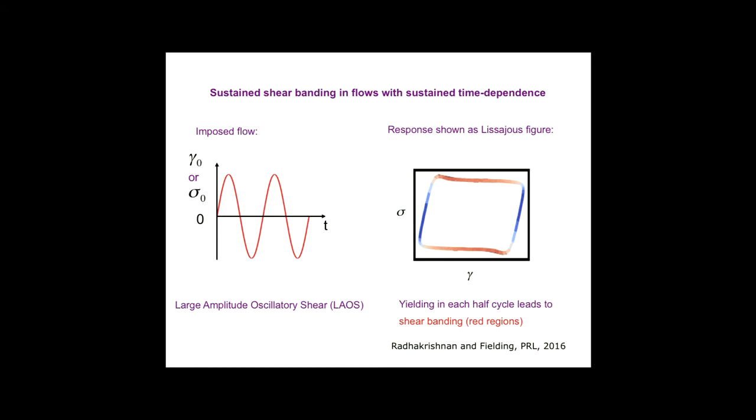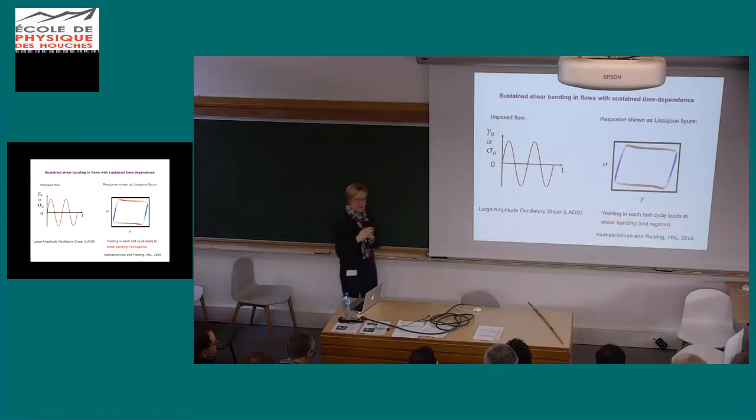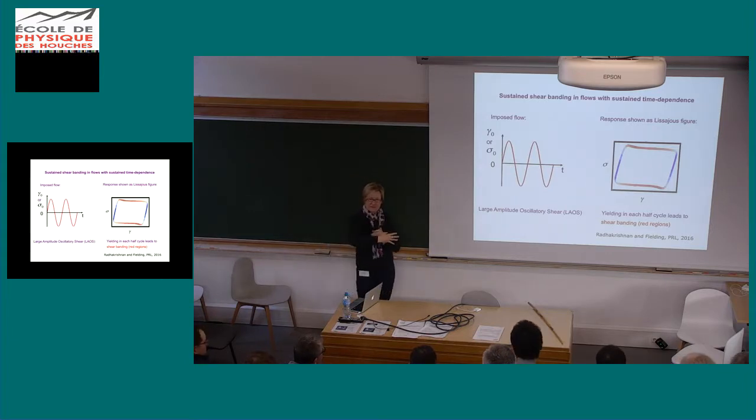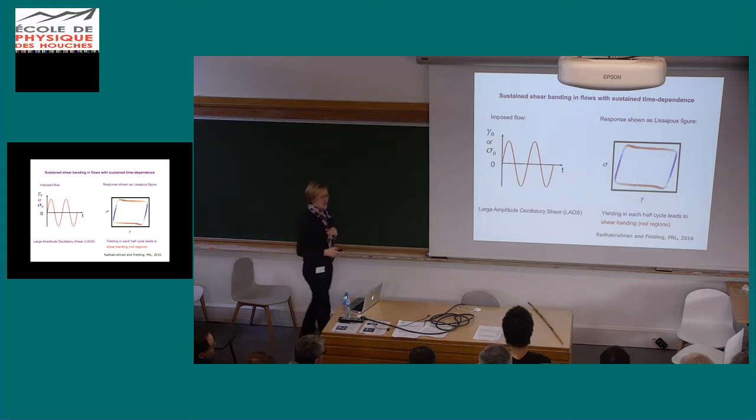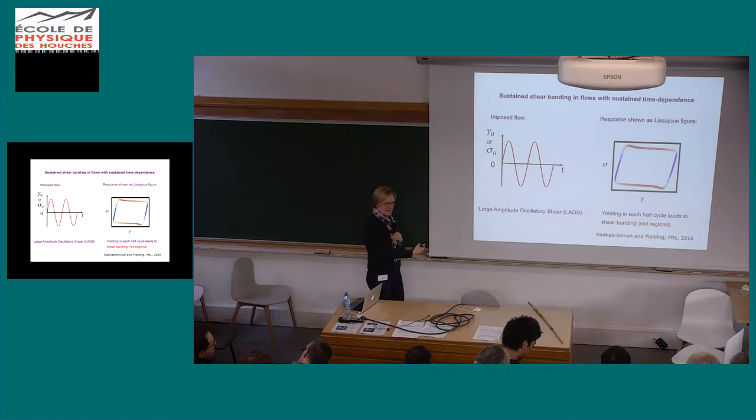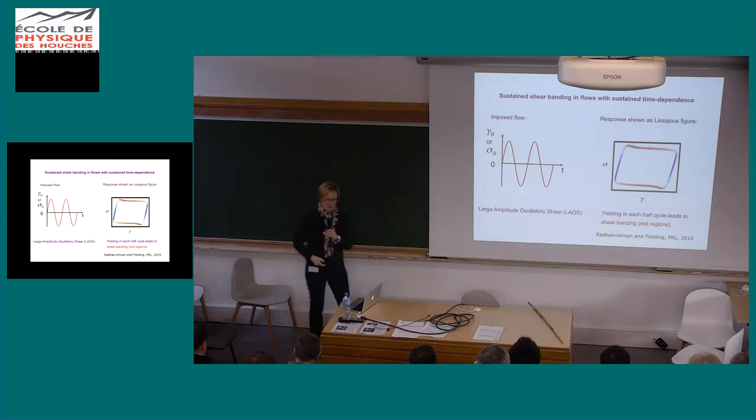Okay, so now both of those protocols I've discussed there, there's just a single yielding transition. You're starting out with a solid-like material. You're then forcing it into a fluidized state, either by the imposition of a constant shear rate or a constant shear stress. The material evolves as a function of time to a new steady flowing state. It yields as it does so, and it shows shear banding on the way.